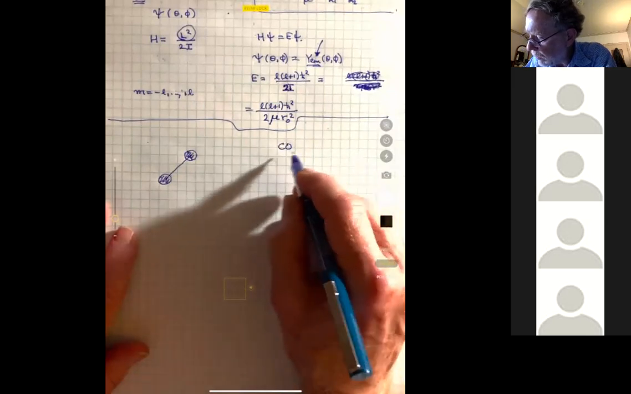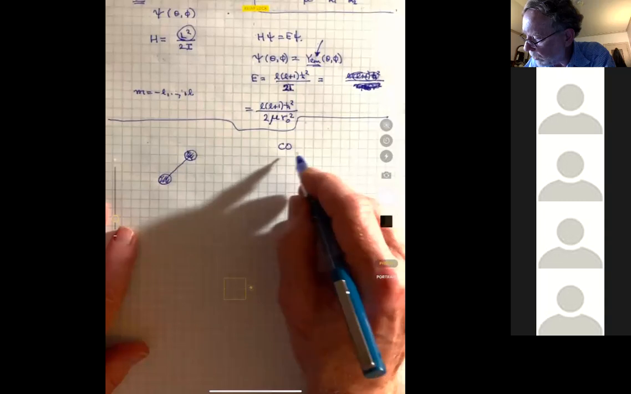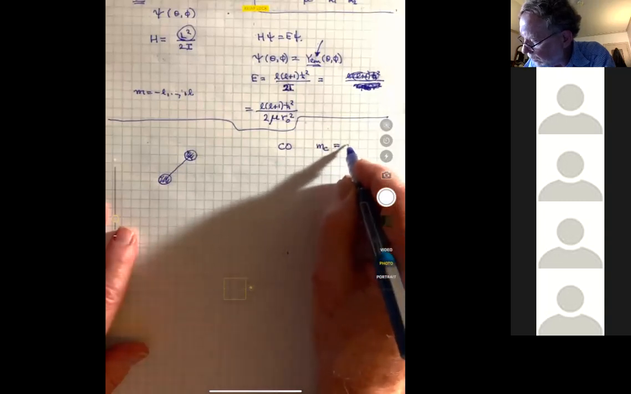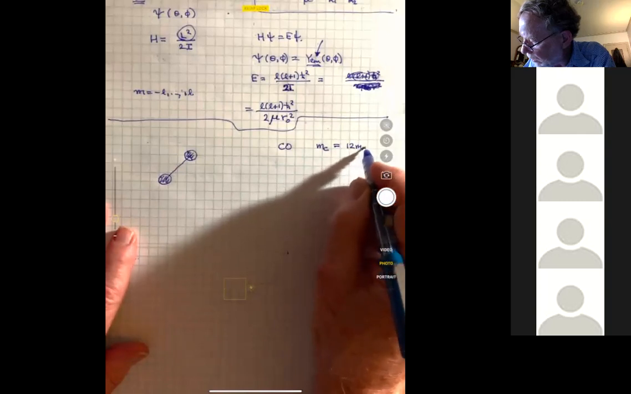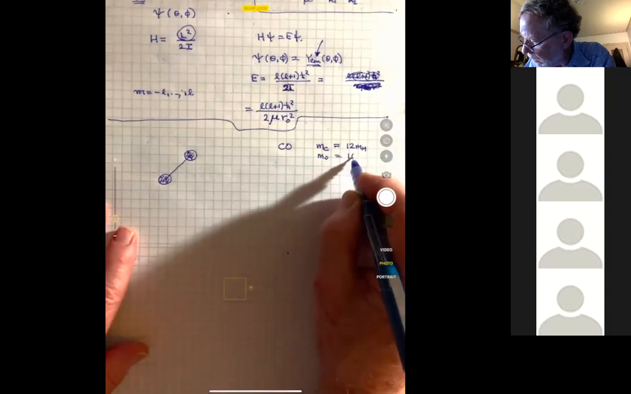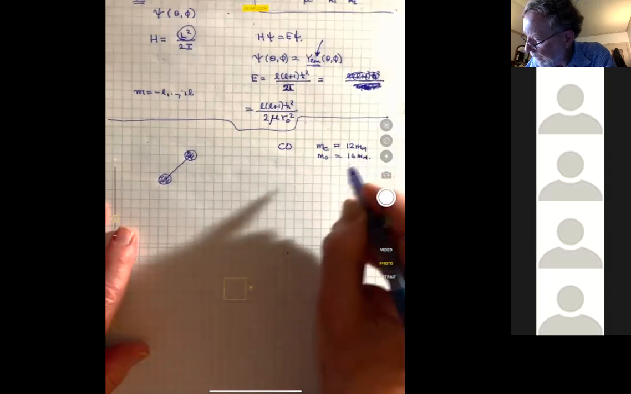I wanted to make the two atoms different from one another. That's why I chose CO. The mass of the carbon atom is pretty close to about 12 times the mass of hydrogen. The mass of the oxygen atom is about 16 times the mass of the hydrogen atom.